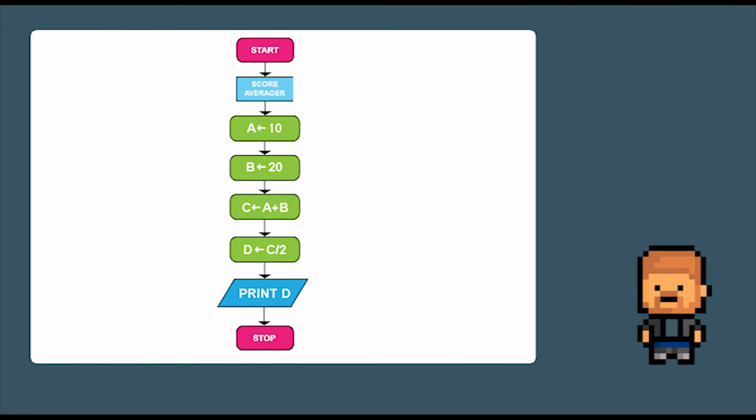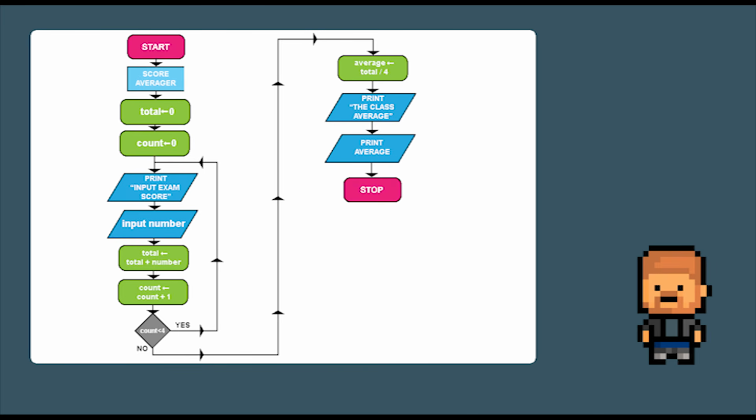Let's look at another short program. This simple program takes in 4 user inputs and adds it to the total at the end. At the top of our program, we have our start block, a comment block, and we assign 2 variables with the number 0 before commencing our for loop. The first thing it does inside the loop is to ask the user to type in an exam score. Next, we have an input block where we assign the user input to the variable number.